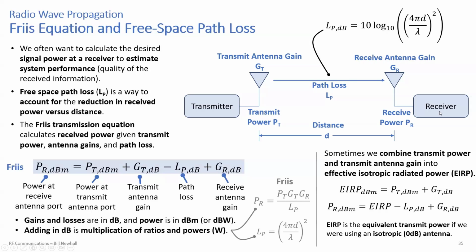So grab your clicker apps. Let's do an example of free space propagation, free space path loss, and calculate received signal power. Let me get this started here.